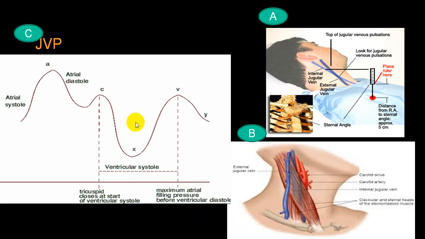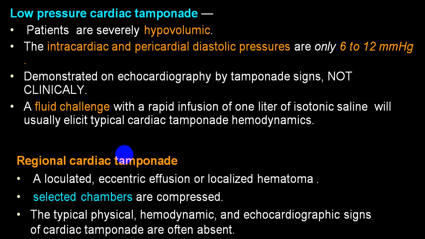This will be typical in a JVP, that is, the A wave will be markedly prominent and there will be almost absent Y descent. Y descent will be very poor. There are two types of cardiac tamponade.